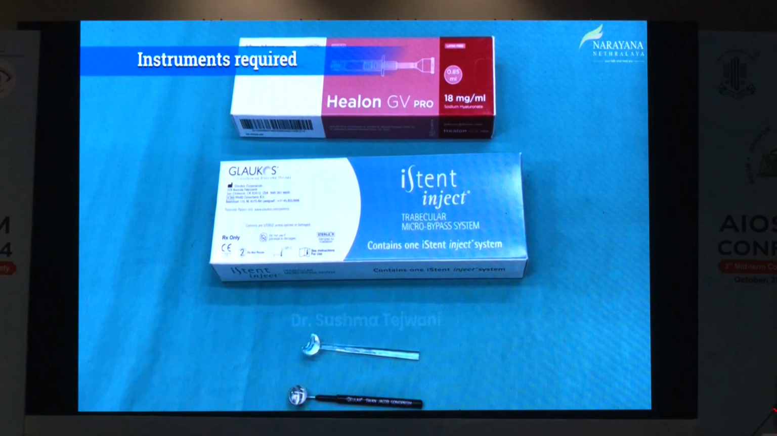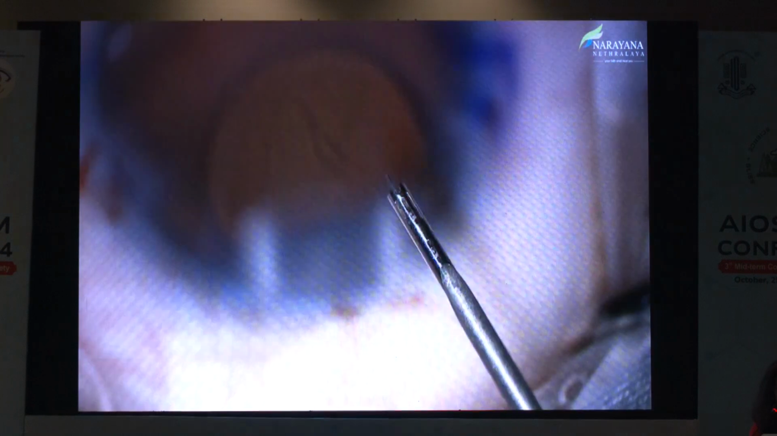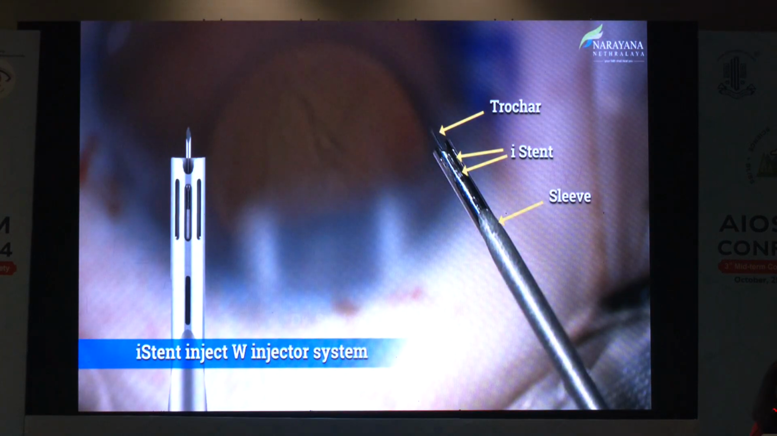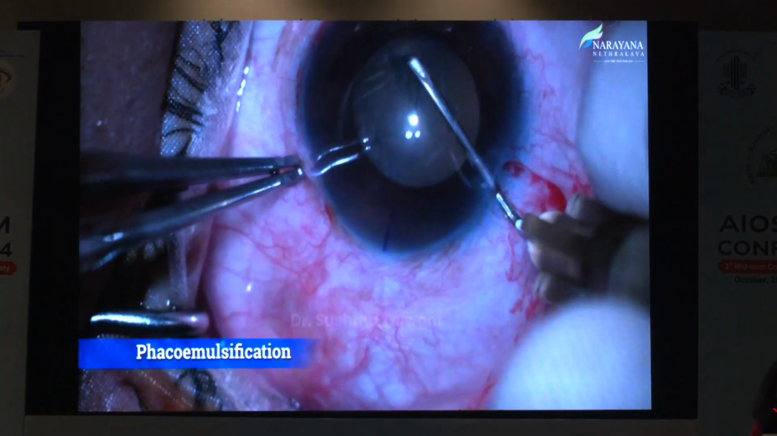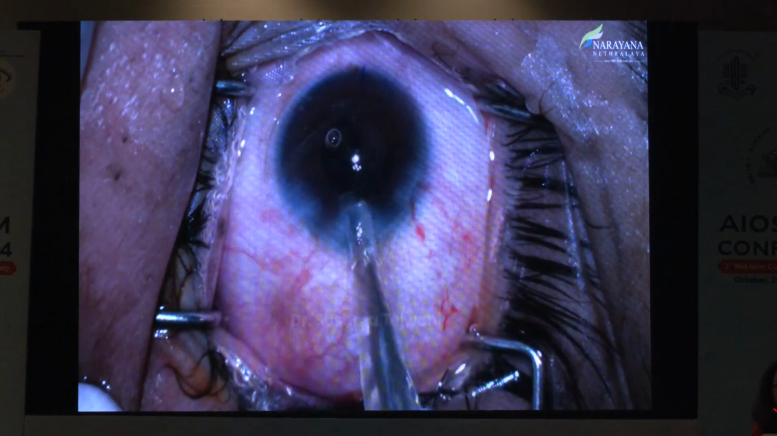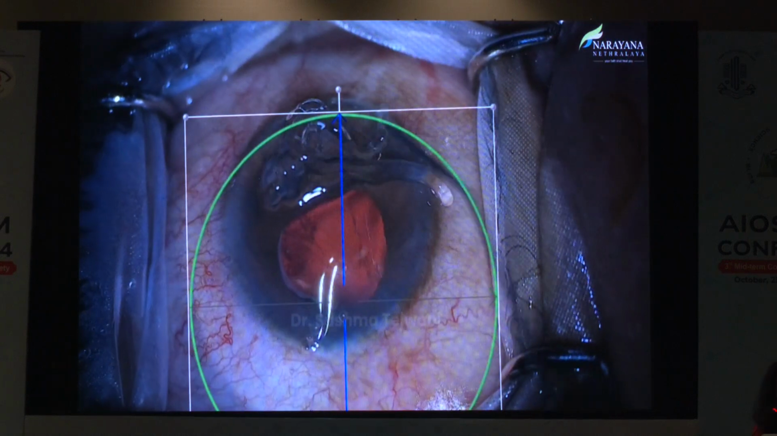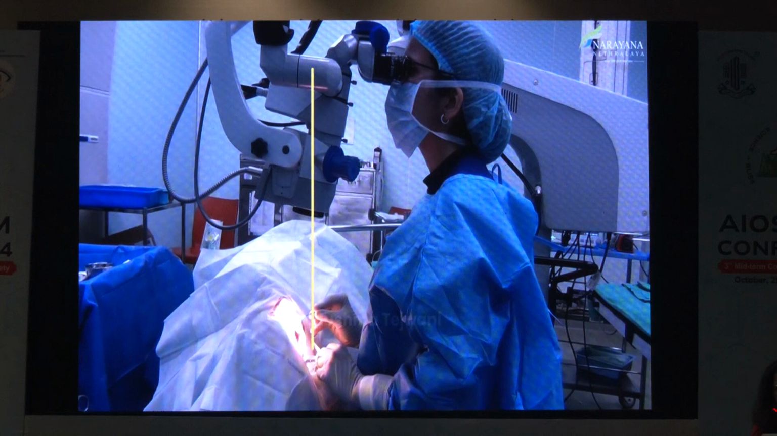So you need a gonio lens, and this is the injector. This is to retract the sleeve, and the black button is to push the sleeve. This is a trocar on which these stents are held. Now after phacoemulsification, once you put in the intraocular lens and you put in Miochol or carbachol to constrict the pupil, this is the position you are operating in.